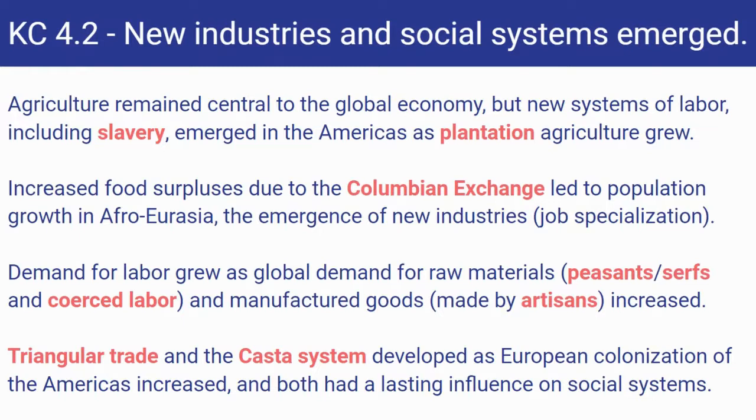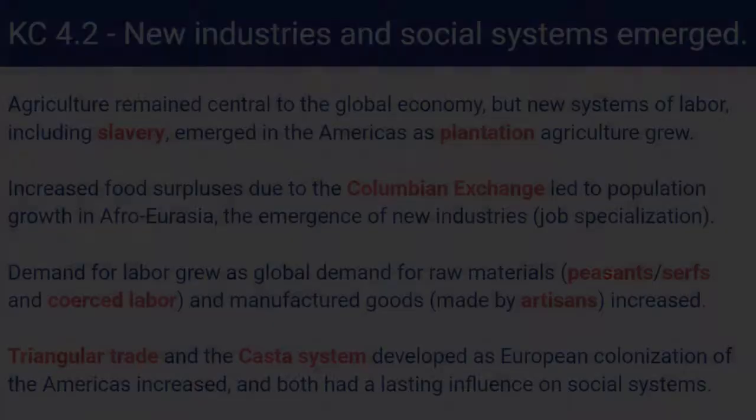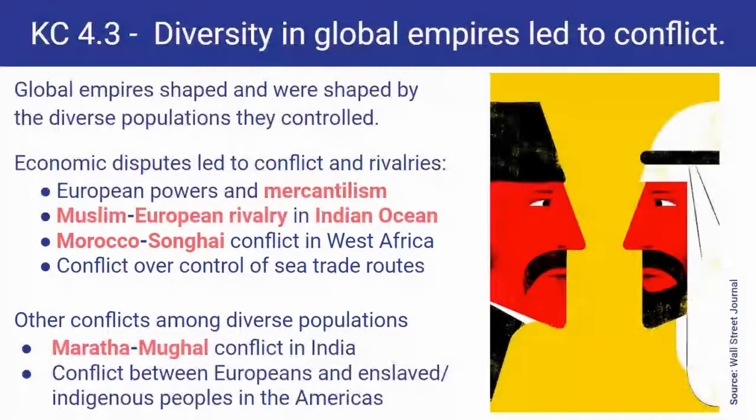And then, as I said before, the movement of enslaved humans and the imposition of forced labor systems and a forced race-based social hierarchy in the Americas had a huge influence on the social systems in both the Americas and Africa for a long time to come. Last is to know that global empires were shaped by, and they shaped, the diverse groups of people that they controlled.